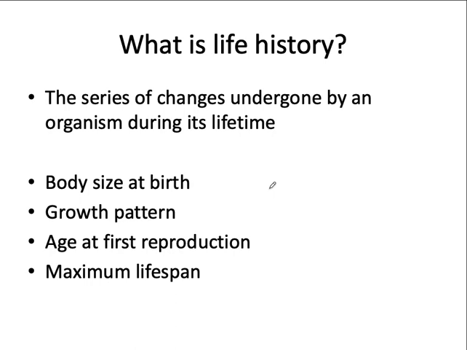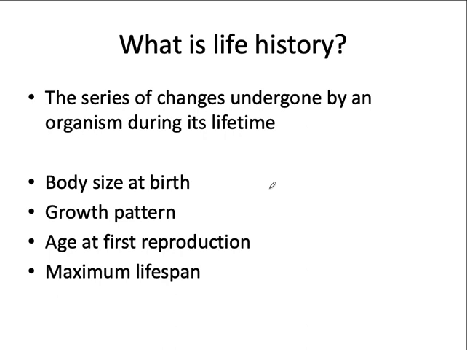So what is life history? Life history refers to all the things that happen to an organism during its lifetime. And this includes multiple different things like how large an individual is at the time of birth, what their growth pattern is, what their age at first reproduction is, what their maximum lifespan is, and so on. And all of these factors are correlated and related to one another.